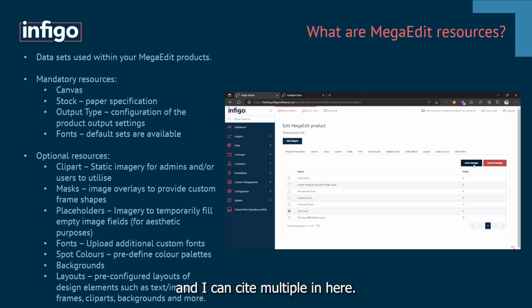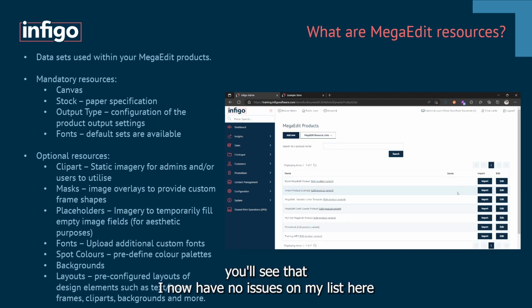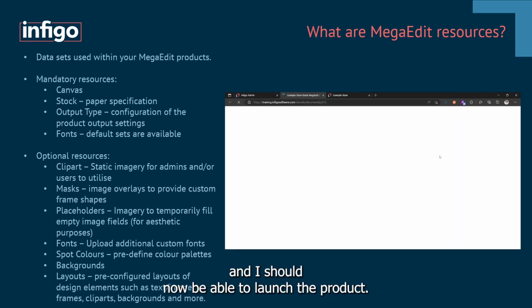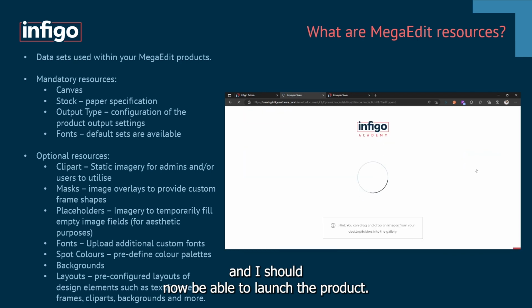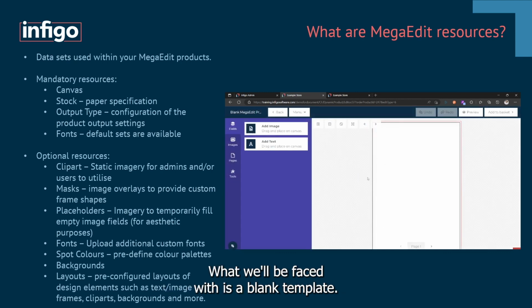And I can select multiple in here. I'm not limited to just one. And with those assigned, you'll see that I now have no issues on my list here. And I should now be able to launch the product. And what we'll be faced with is our blank template.